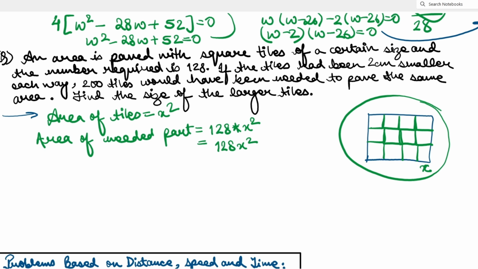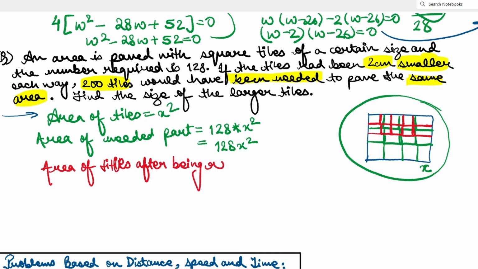Now, if the tiles had been 2 centimeters smaller, meaning we have reduced the size of the tiles by 2 centimeters, then 200 tiles would be needed to pave the same area. So if I have reduced the size of my tiles by 2 centimeters, similar tiles will be taken, but 200 tiles will be needed all at once. So again, I'll take the area of tiles after being reduced.